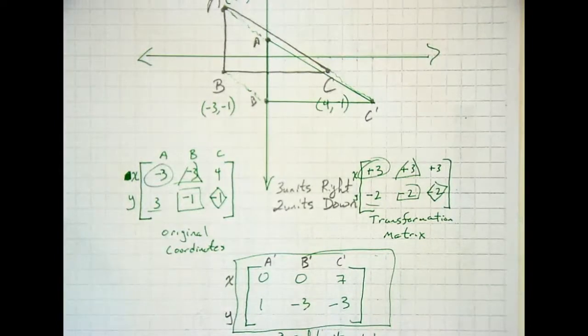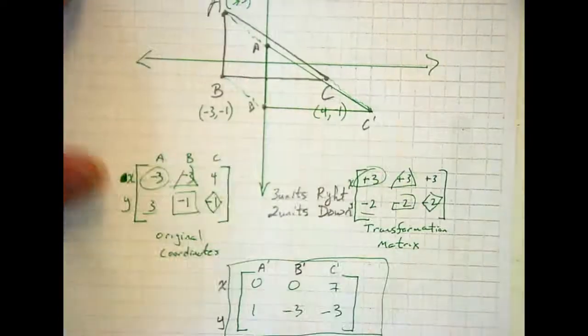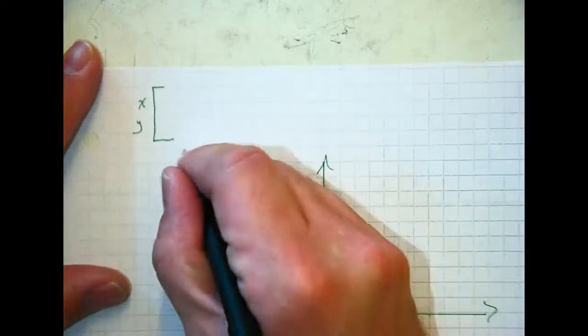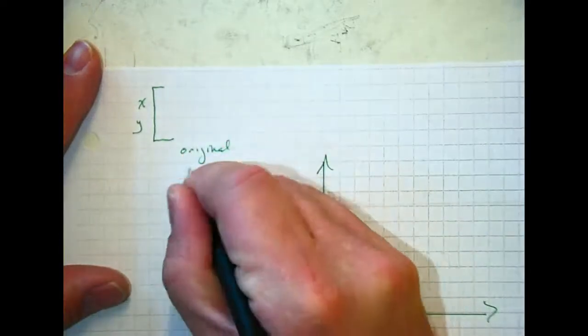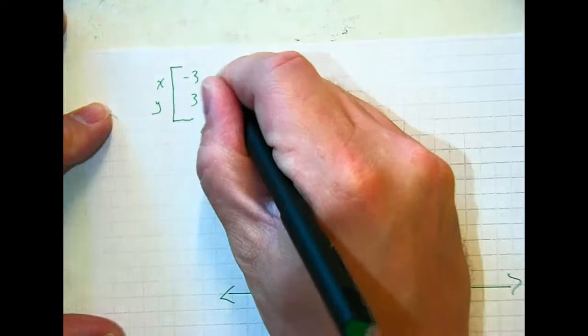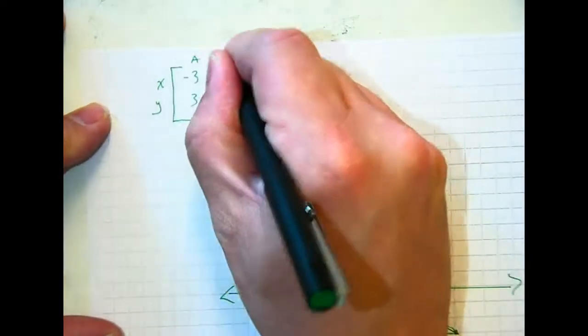All right, so a bit of vocab. Transformation matrix, resultant matrix. We have our original matrix. Okay? All right. I want you to do another thing now. Any questions on that? Okay. I want you to take your original matrix, rewrite it somewhere where you have a clean place on your paper. Your original XY. So my original matrix was negative 3, 3, negative 3, negative 1, and 4, negative 1. All right, so my original coordinates there of A, B, C.